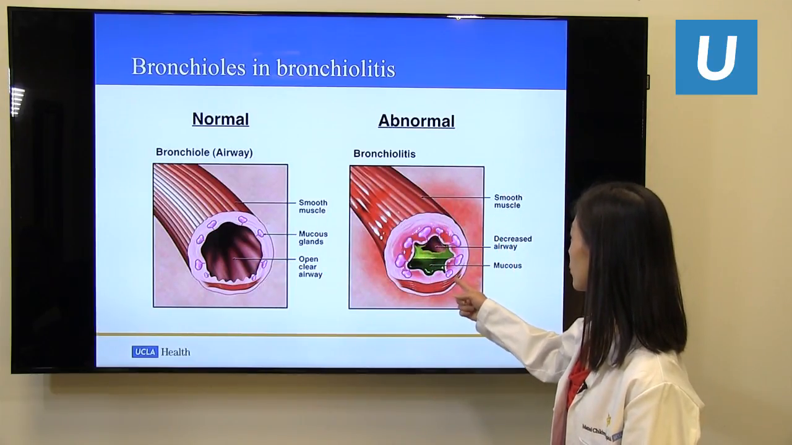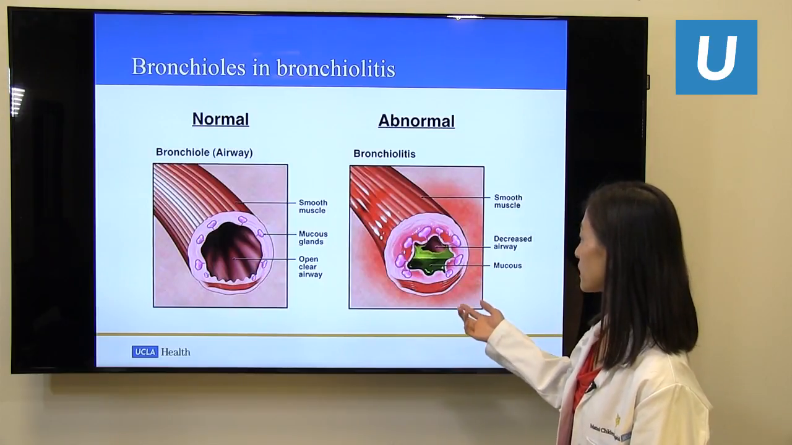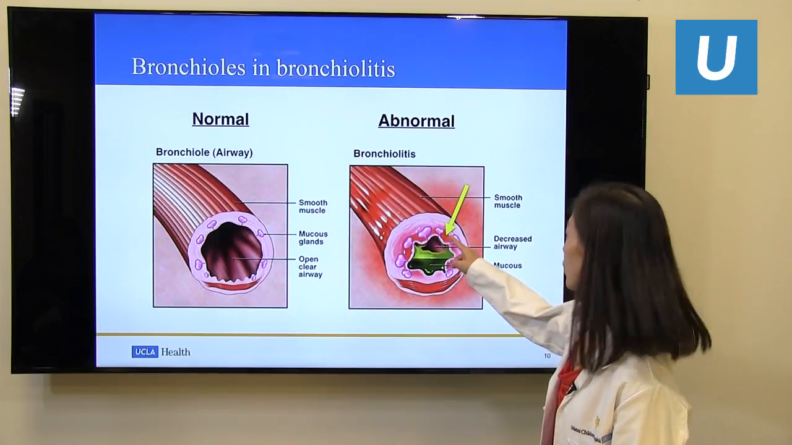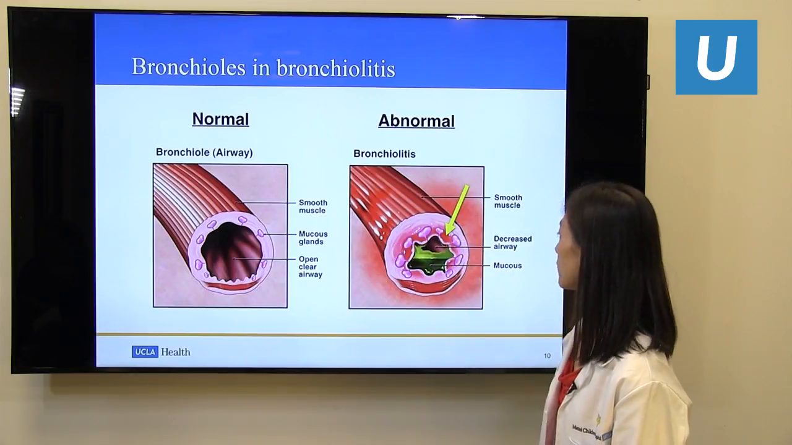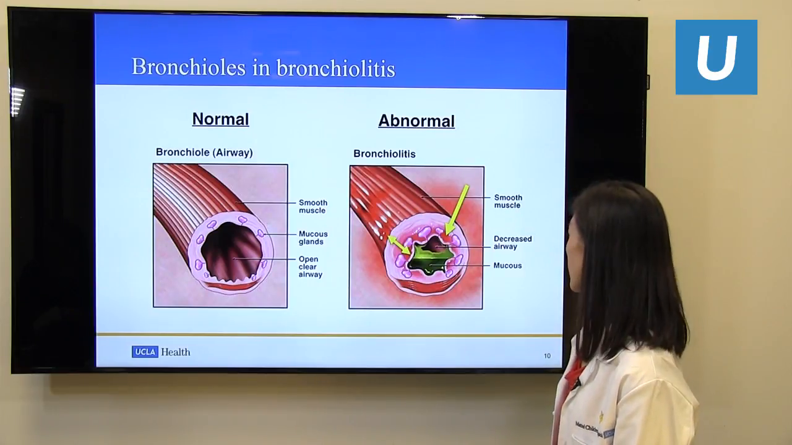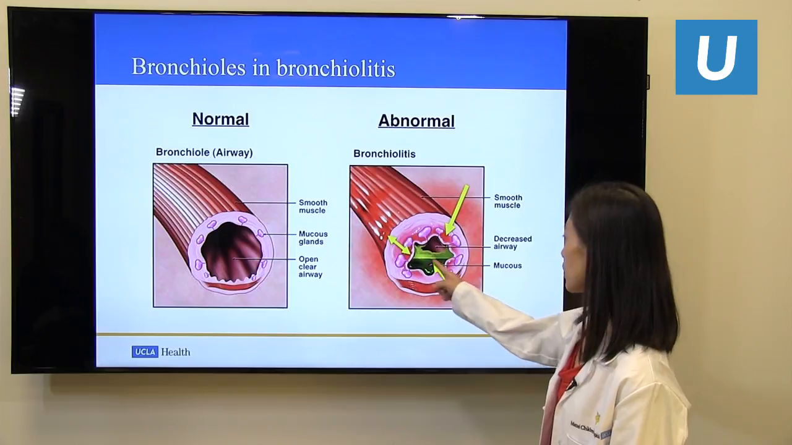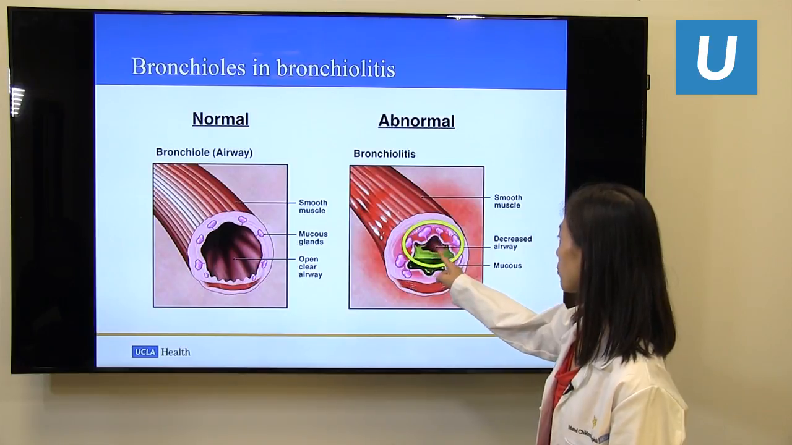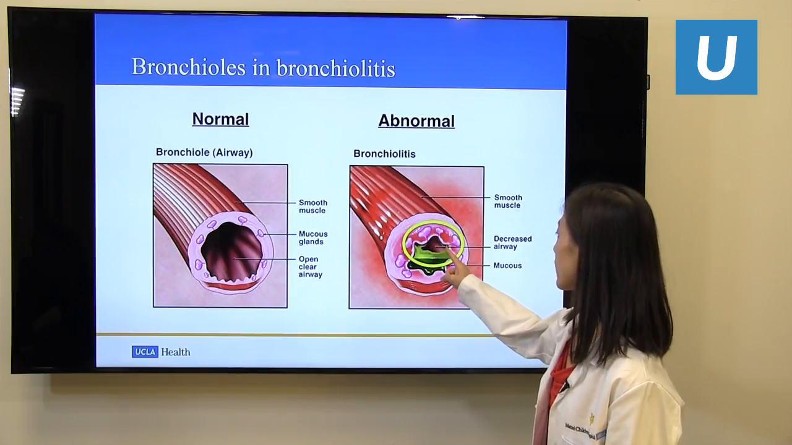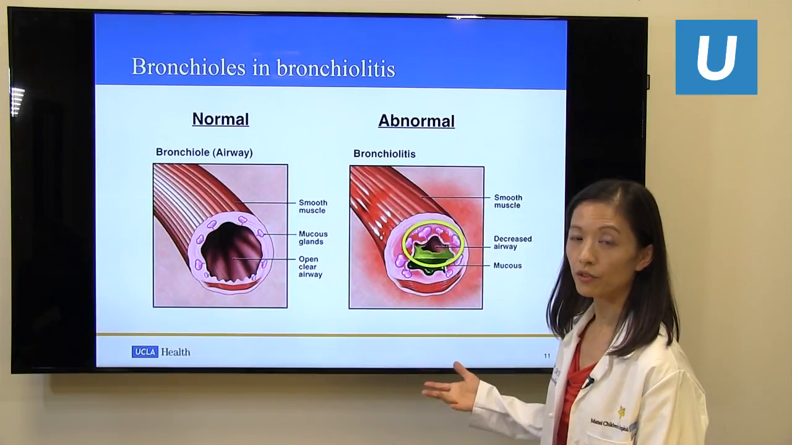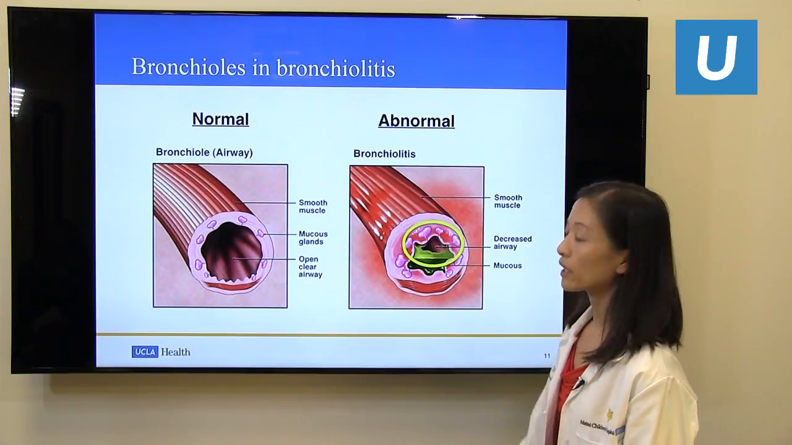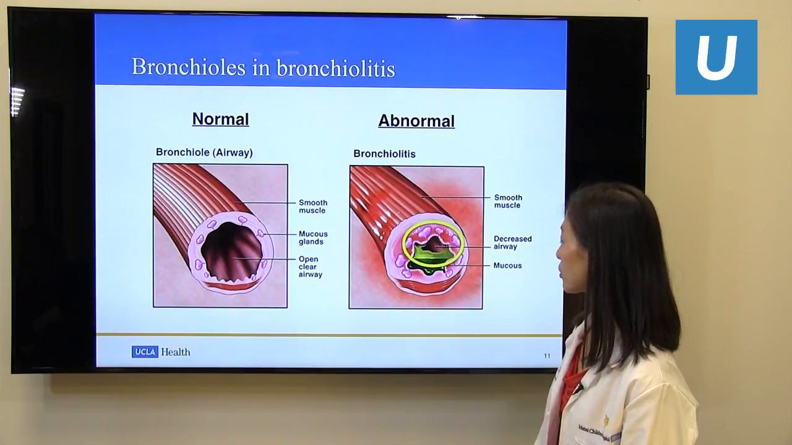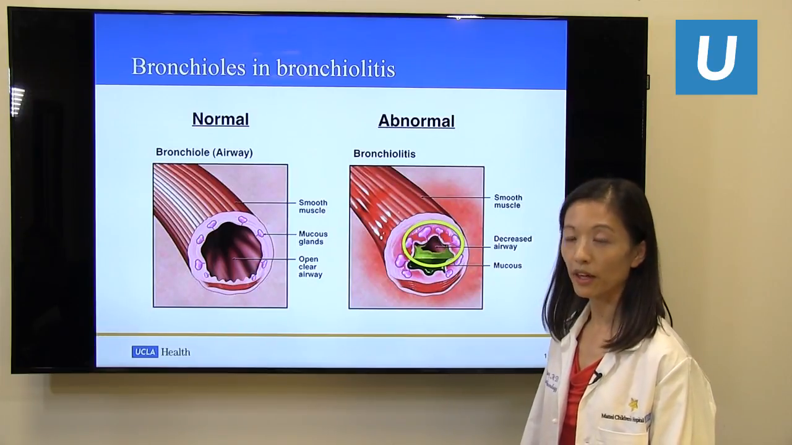The picture here on the right side shows a bronchiole with bronchiolitis. And what happens is the virus causes inflammation or redness here of the tissue surrounding your airway, as well as swelling. It also causes increased mucus production. And all these three factors cause the opening of your airway to be smaller and can cause obstruction or blockage of the air moving in and out. And this is what contributes to the symptoms of bronchiolitis. And the obstruction by all these three factors can eventually cause collapse of your airways.